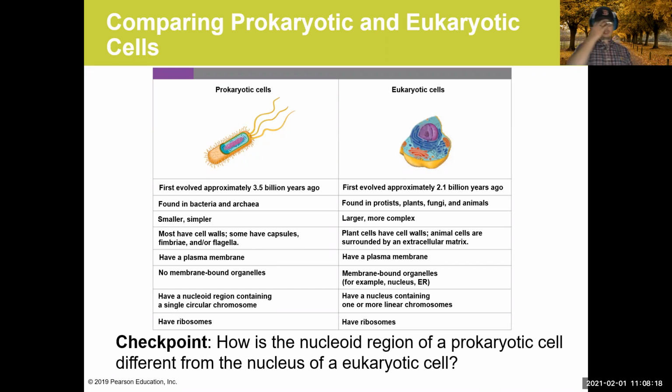And so a question that could come up is, how does the nucleoid region of a prokaryotic cell differ from the nucleus of a eukaryotic cell? So again, the nucleoid region has no membrane-bound structure. It is just DNA, the chromosome condensed in that region, whereas the nucleus is a membrane-bound organelle with a complex structure, and that's where all of the DNA is held inside the cell, so it's not free-floating in the cytoplasm, which is the way we see it in prokaryotic cells.